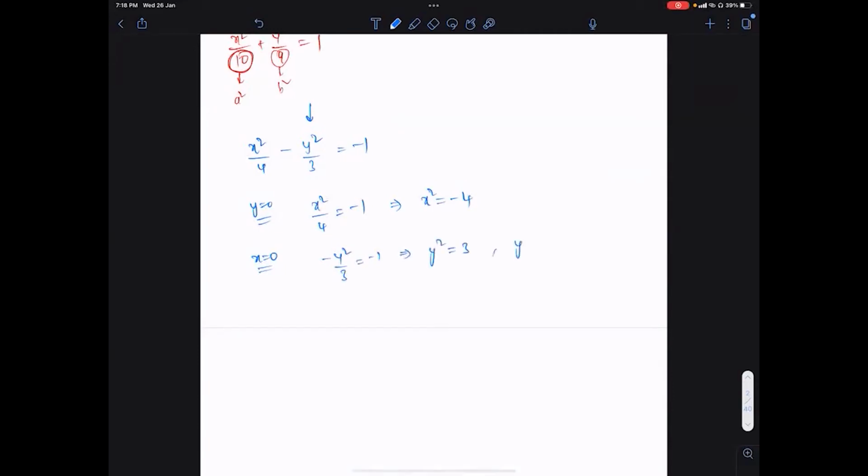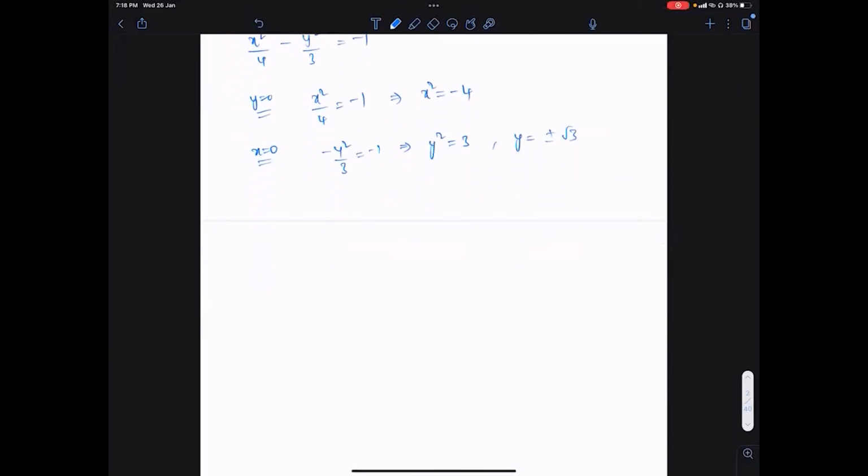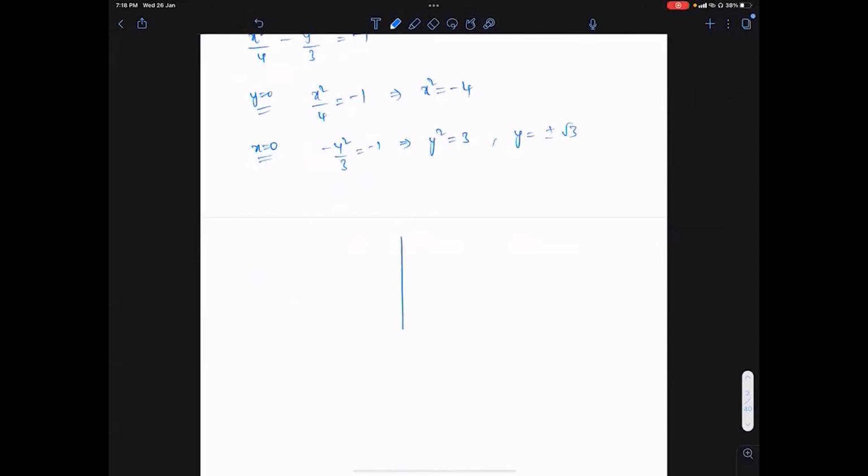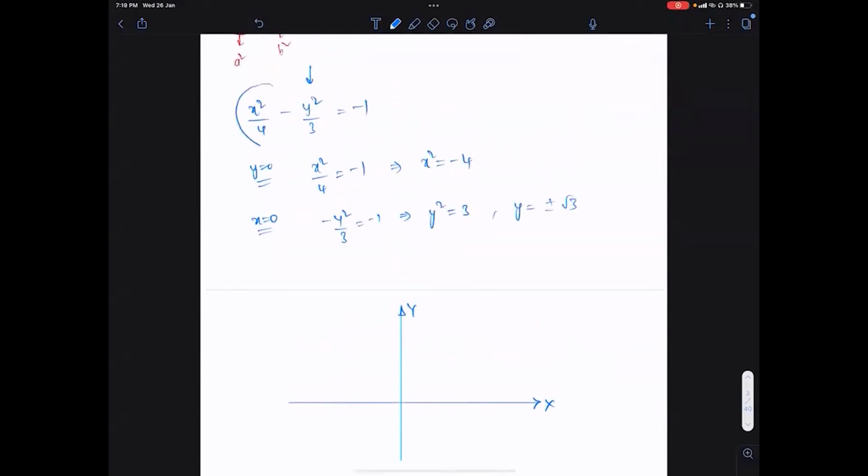So now you are getting some real quantity, plus or minus root 3. Okay. So when you're drawing the figure, it will be very easy. Hyperbola figure. Why? Because now two cases are there. Either the hyperbola will intersect the x-axis like this, or it may be intersecting the y-axis. Now this hyperbola will intersect the x-axis or the y-axis.